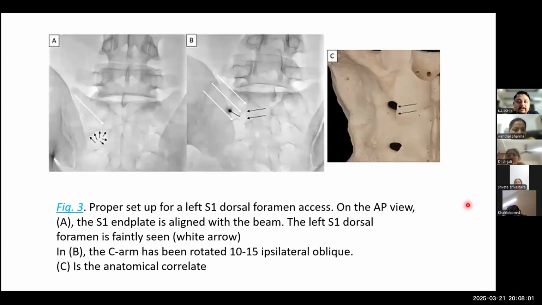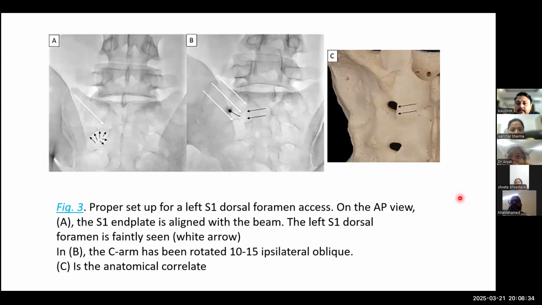So coming to the next set of fluoroscopic images, this is a setup for the left S1 dorsal foramen access. In A, we can see that the S1 end plate is aligned to the beam, and we can see the S1 foramen faintly over here, which has been marked with a white arrow. So in the next image in B, they have gone for a 10 to 15 degree ipsilateral oblique view. And in this, we can see the foramen fairly better, which has been highlighted by the white arrows.